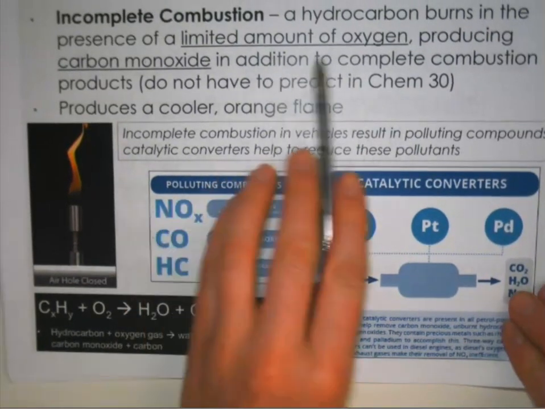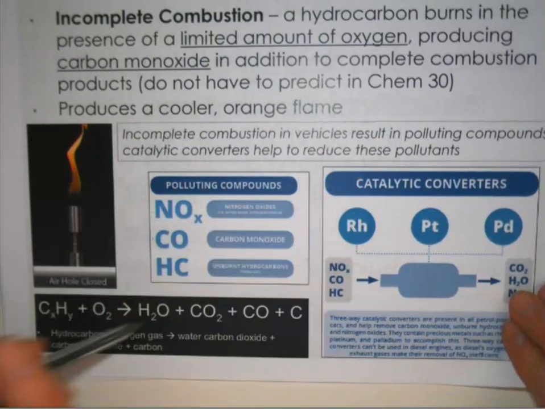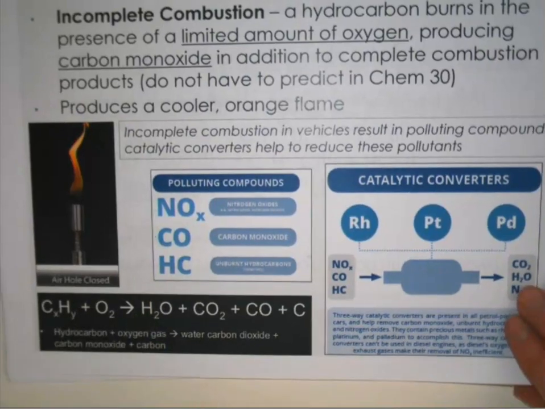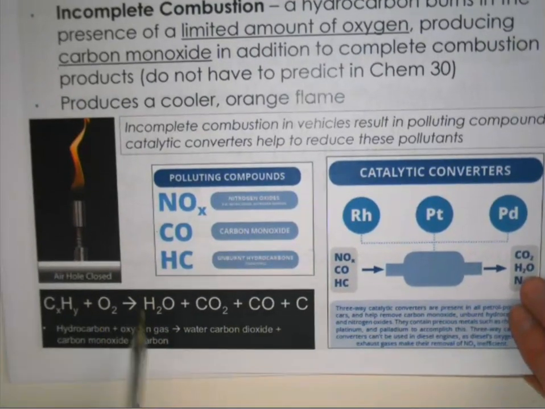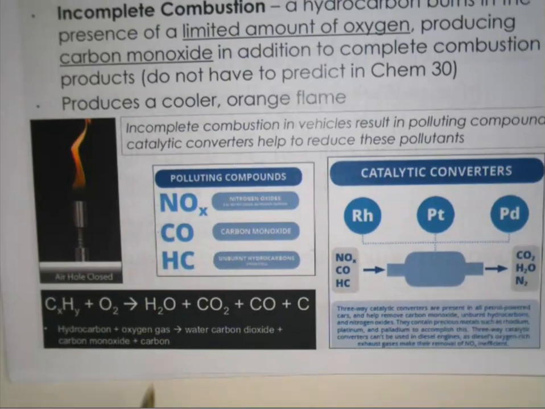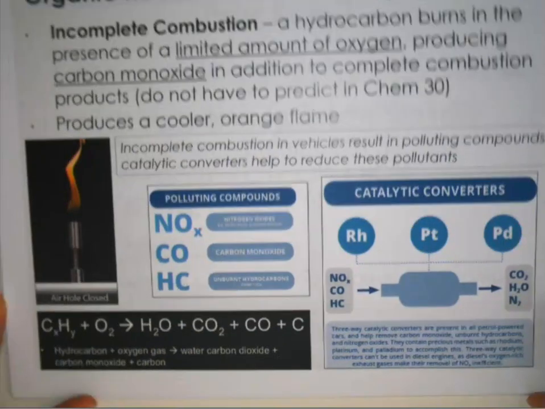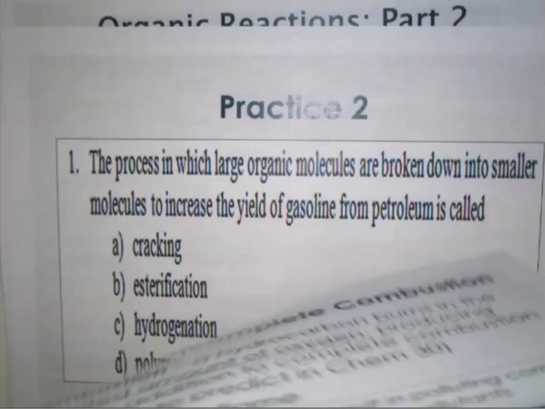Oh, just be aware that you don't have to predict the products for an incomplete combustion in Chem 30. So you don't have to predict the balanced ratio of them, but you should be aware that carbon monoxide and carbon will be there in addition to regular water and carbon dioxide. Okay, all right, so that's everything for the reactions we're going to look at today.